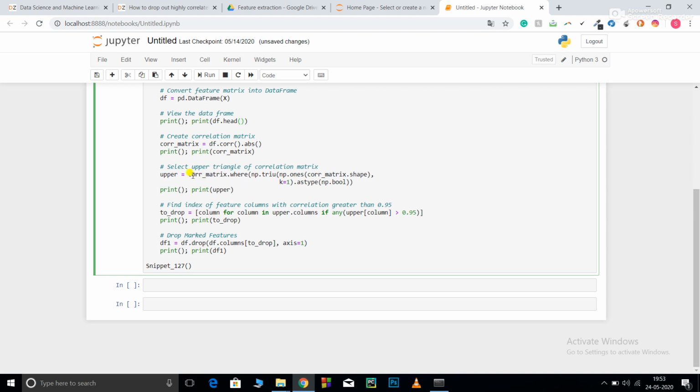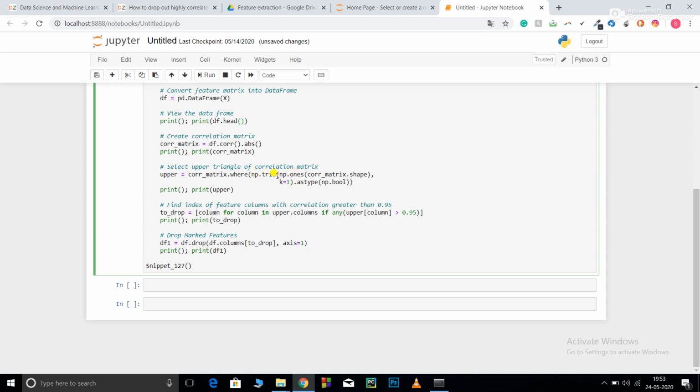After that I need to find out my upper triangle matrix. I'll explain to you why I need to find my upper triangle matrix when I print this code for you. So over here I have calculated the upper triangle matrix: corr_matrix, np.triu, np.ones.